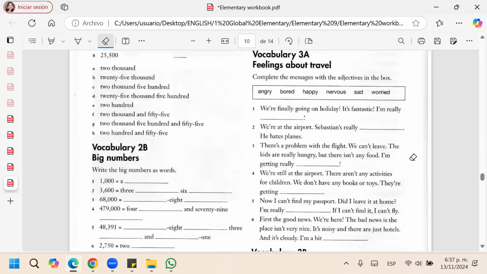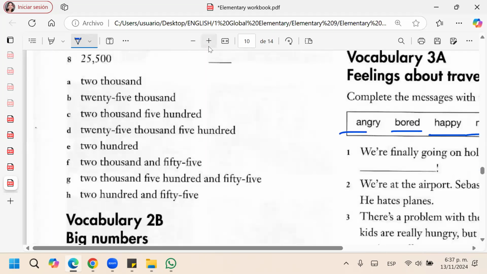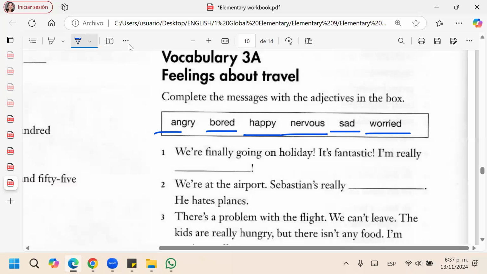do you remember the emotions, the feelings? Angry, bored, happy, nervous, sad, worried. Yeah, you remember them. Yes, I remember. Well, I'm going to be reading some sentences here, and you are going to tell me what adjective you think goes there.